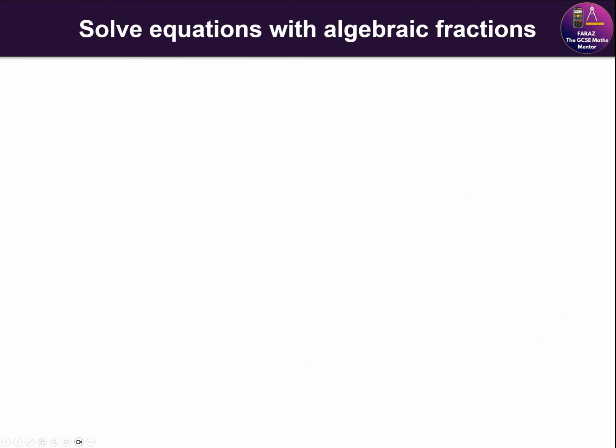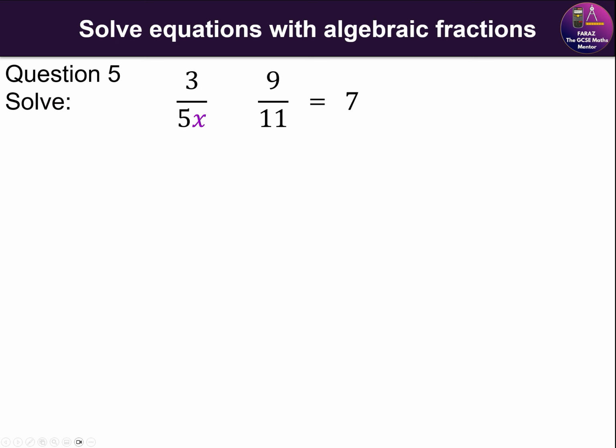Okay, let's solve question number 5, the last one. 3 over 5x minus 9 over 11 equals 7. So what we have to do first, we have to write down 3 over 5x as it is, and we are adding 9 over 11 on both sides. So it will look like this, 7 plus 9 over 11.